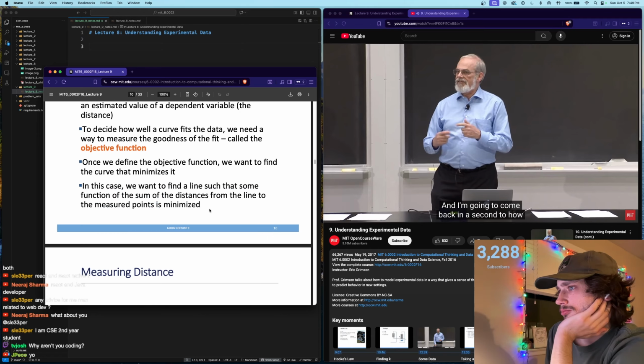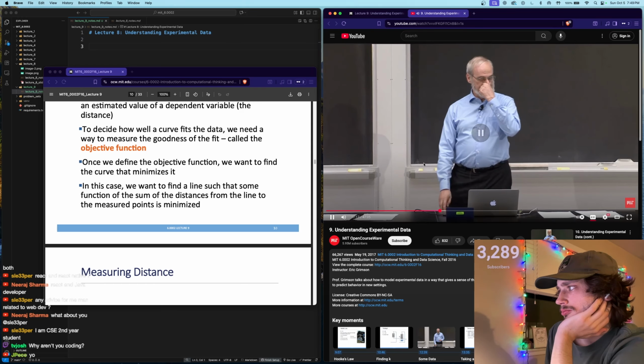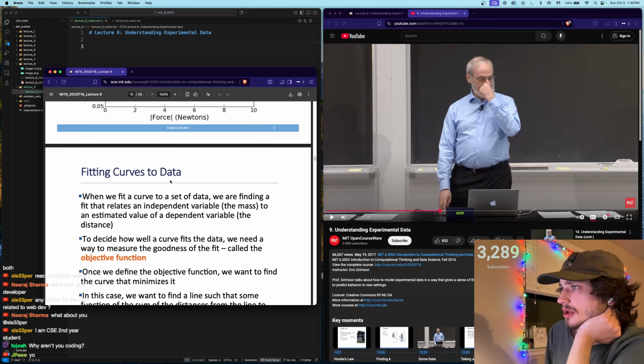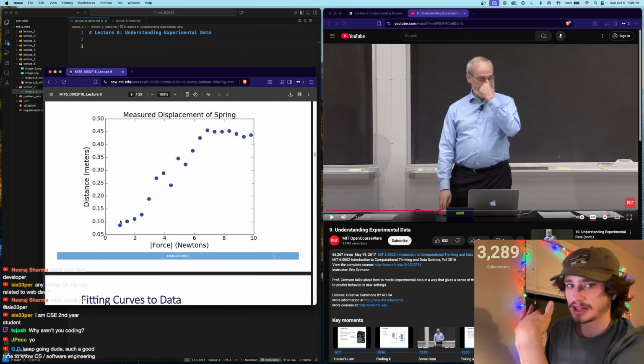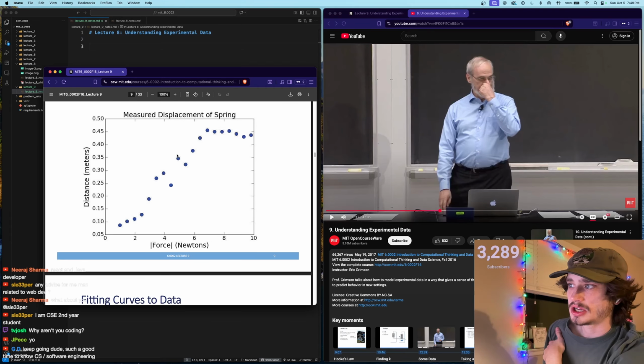And I'm going to come back in a second to how do we find the line, but first we've got to think about what does it mean to measure it. In this case, we want to find a line such that some function of the sum of the distances from the line to the measured points is minimized. Okay, so we want to find a function, right? A function which just represents a line, a linear function on this curve, to where each distance from said line, between each point, right?